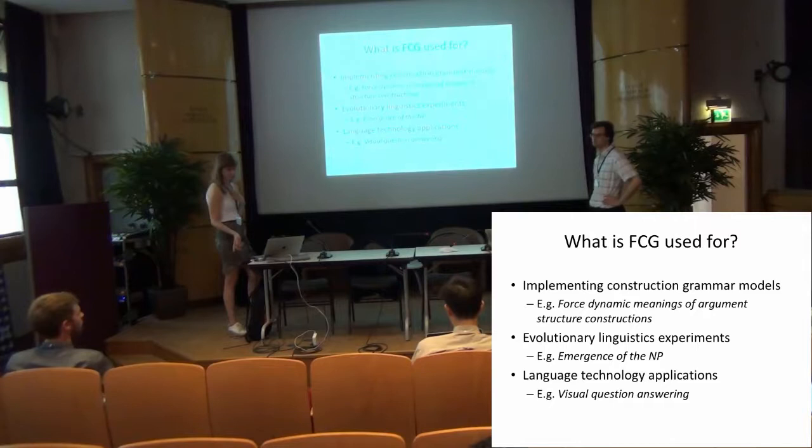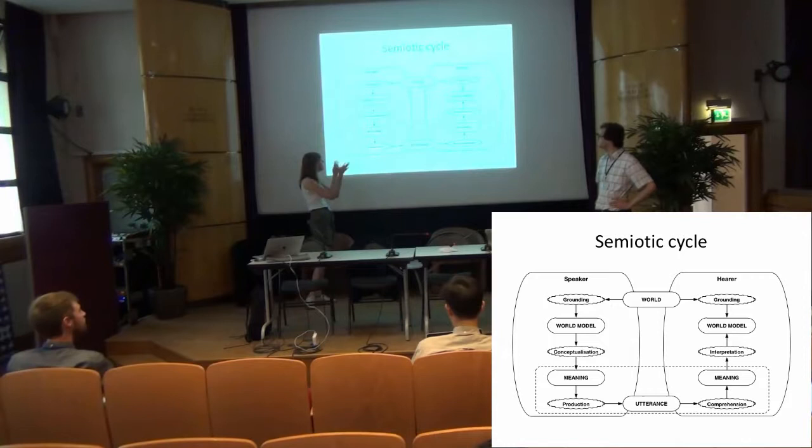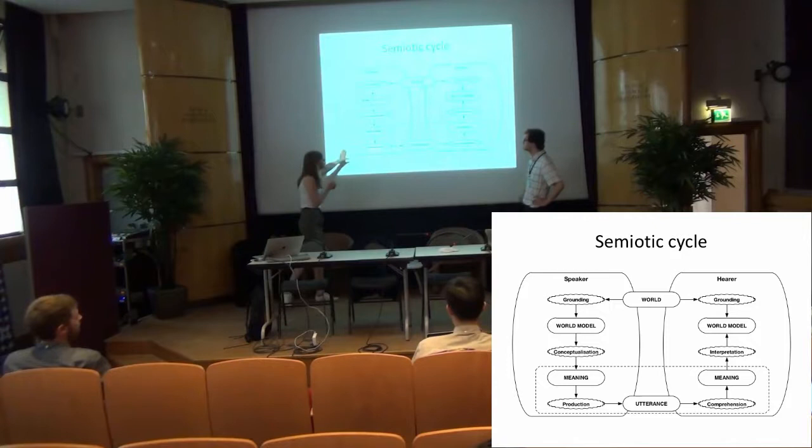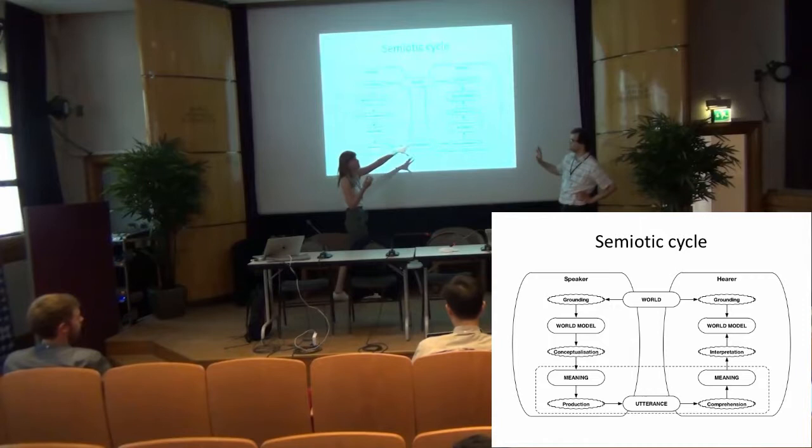So, FCG is a component in a bigger system. As you know by now, it maps between functions and forms, which is this bottom part here. When you hear an utterance, there is a speaker, and typically a listener. The speaker is on the left side here, and the hearer is on the right side.